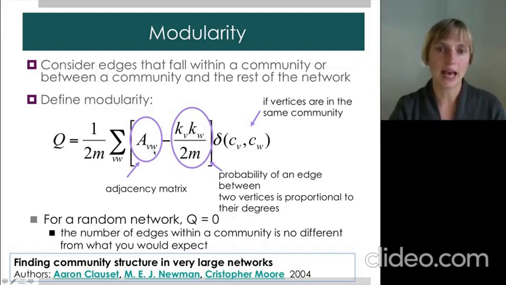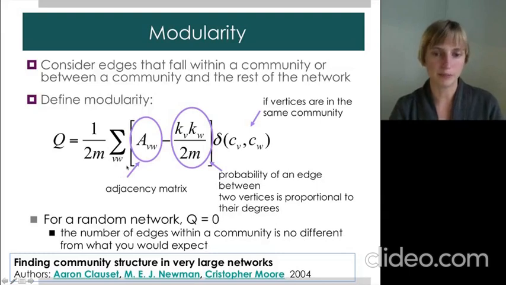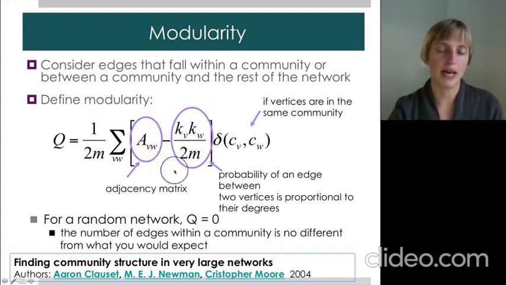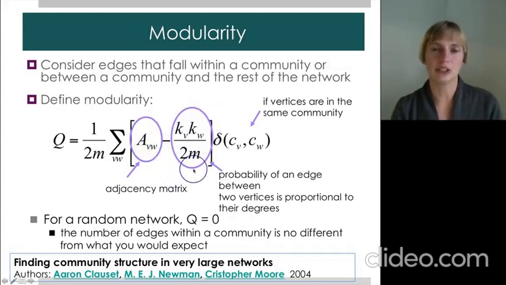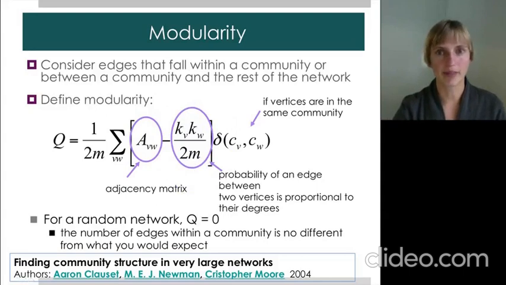We're looking at the actual number of links within the community versus how many links you would expect based on the degree of those nodes that have been assigned to the same community. And we're doing this for all pairs of nodes. And for a random network, or actually also for a random community assignment, there'd be no difference between what you observe and what you expect on average, and so your modularity would be 0.